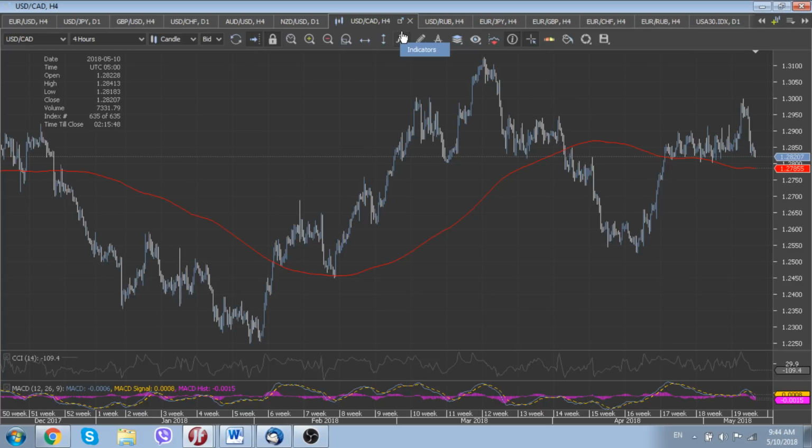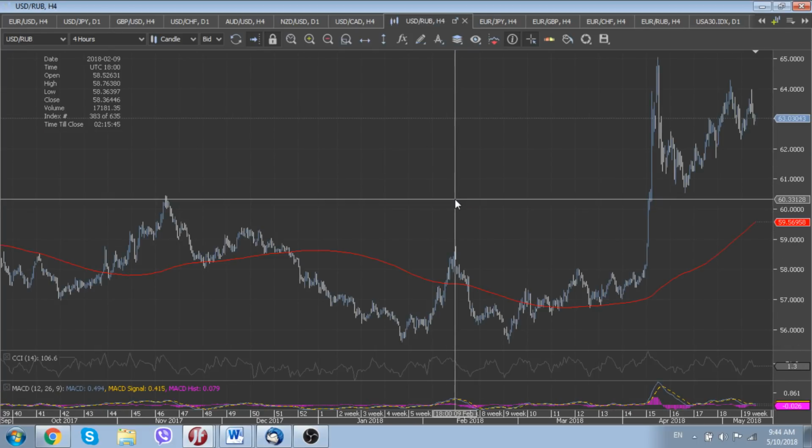Thank you very much for all of your attention. As regarding the dollar ruble, this currency at the moment is in the middle of its range between 60 and 65, and here we prefer to stand aside at the moment.